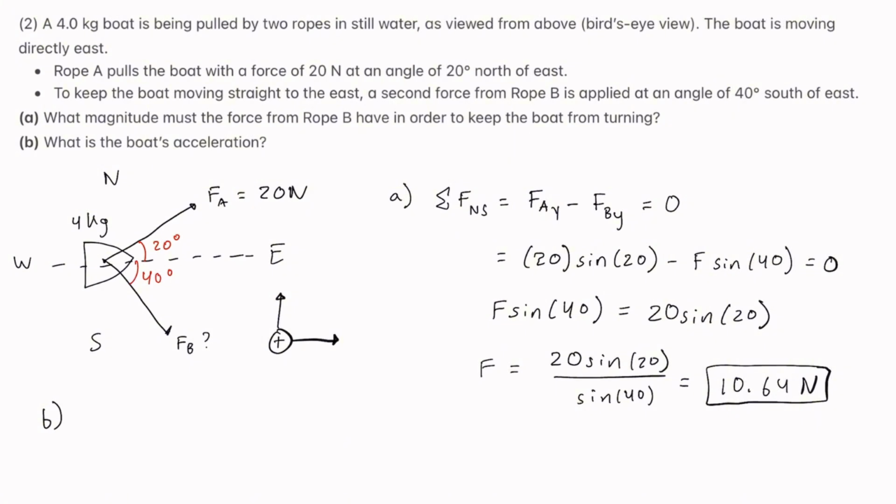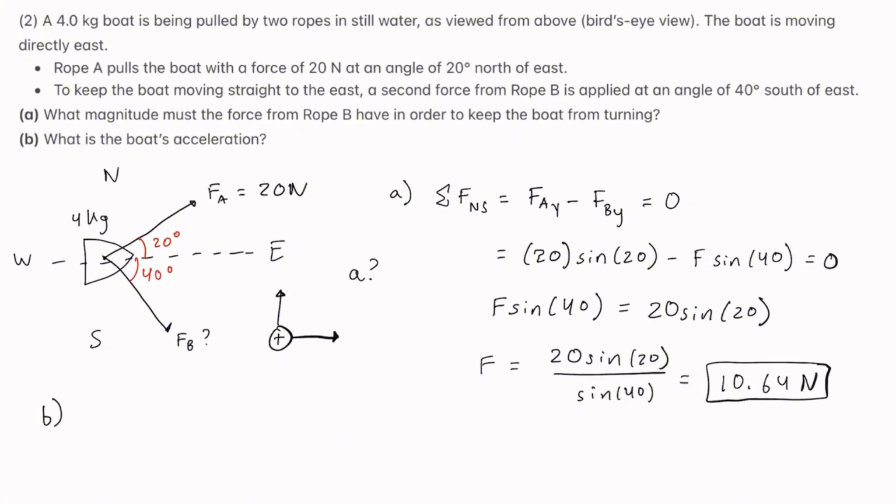Now let's find the boat's acceleration. Since the acceleration is in the east direction, we're concerned with the forces in the west to east axis, or the x-axis. So let's write our sum of the forces in the x direction. We have some force A in the x direction and some force B in the x direction. And we're adding them together because the forces are both going in the direction of the motion. And we set it equal to ma.